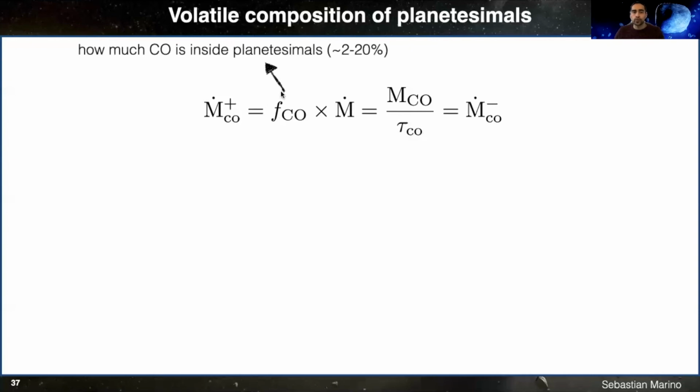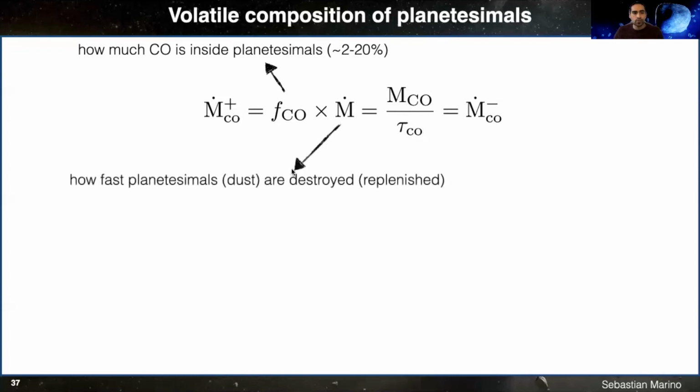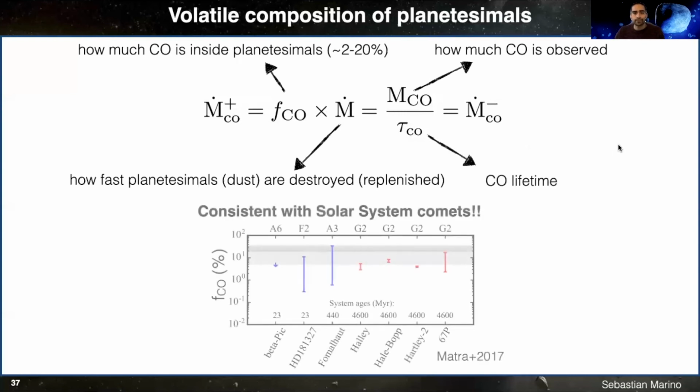F_CO could be guessed from solar system comets, which have F_CO values that range between 2 and 20%. M dot is how fast planetesimal dust is destroyed, and this can be guessed by how much dust we observe and how it is distributed. The CO gas mass can be directly constrained from the observations. And finally, the CO lifetime can be constrained by the intrinsic properties of the molecule. So based on this, because we can constrain M dot, M_CO, and tau_CO, we can derive how much CO there is inside planetesimals.